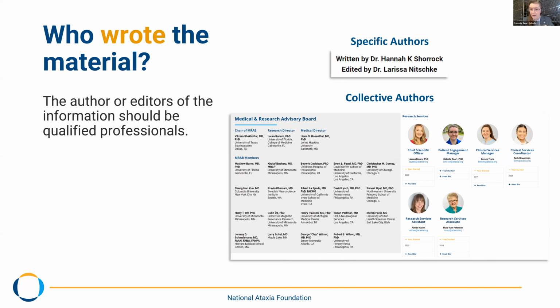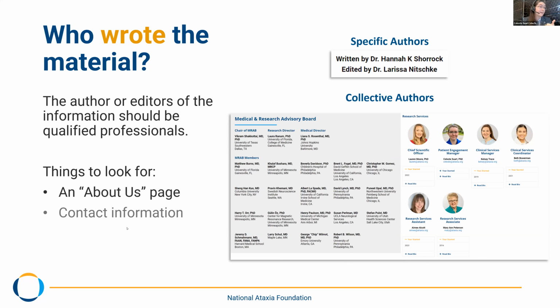where there are no specific authors listed. To get some clues as to who wrote the material, look for an About Us page that tells you more about who is contributing to the website. You might also want to look for contact information. For example, at the bottom of the National Ataxia Foundation website, we have our mailing address and our email so that you can contact us if you have any specific questions. This gives you some clues that we are an actual organization with a physical address, not only a digital presence.